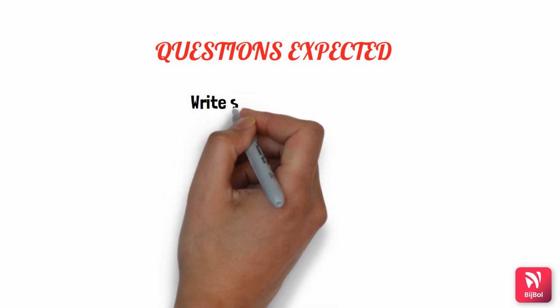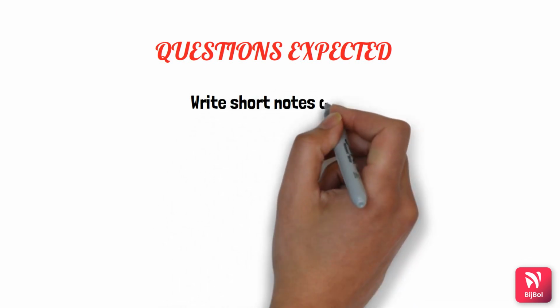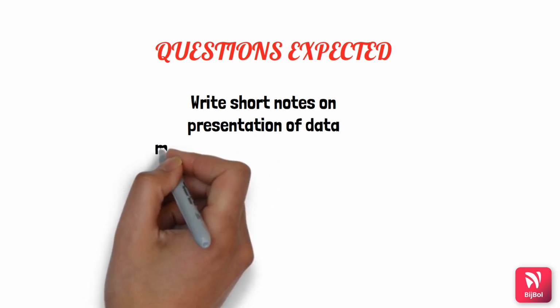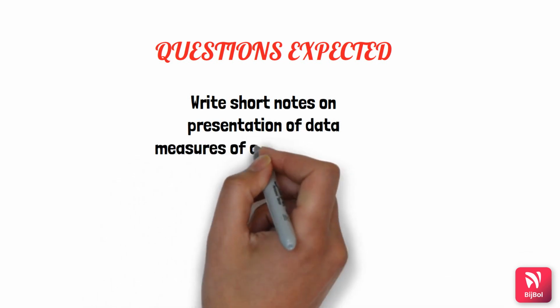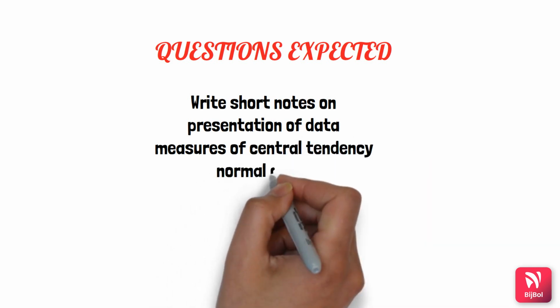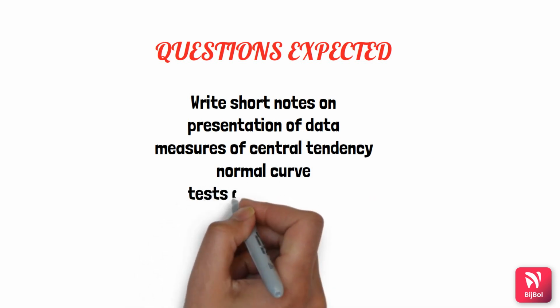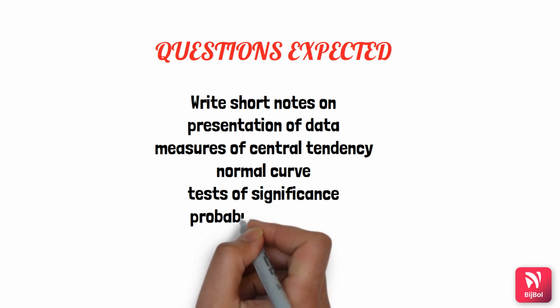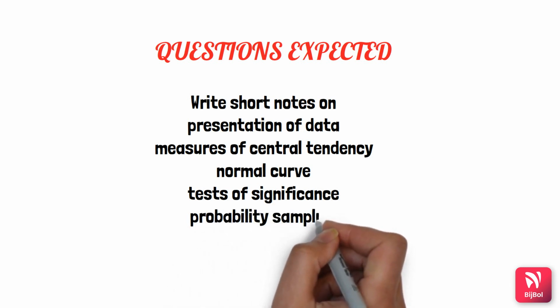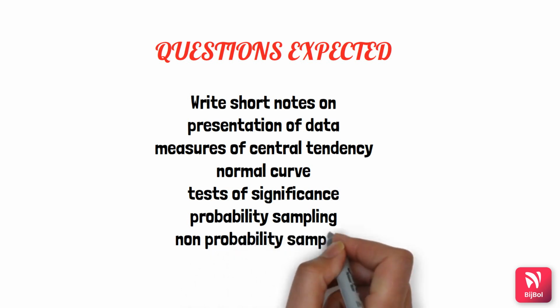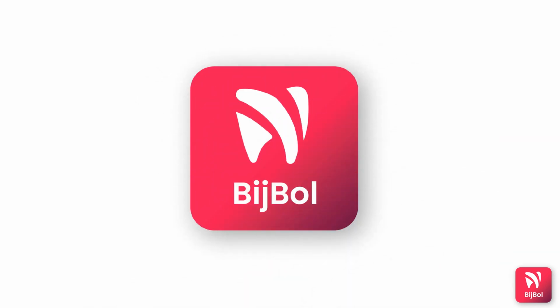Now what questions can be expected from this particular topic? They can ask you to write short notes on the presentation of data, measures of central tendency, measures of dispersion, normal curve, tests of significance, probability sampling and non-probability sampling. This is a very important topic for short notes. Most of the short notes can be expected from this topic, that is biostatistics. So we have completed this topic.